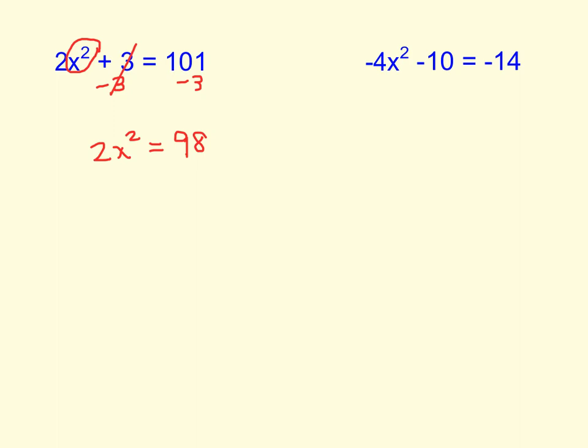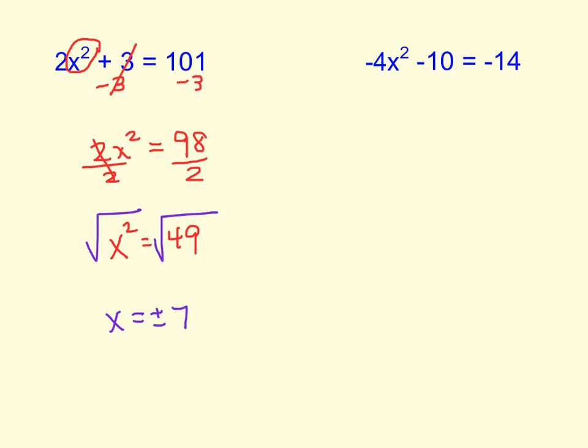Then you have to get rid of the 2, so we're going to divide by 2. So x squared is equal to 49. Now that you have the x squared by itself, you can square root both sides. The square root of x squared is x, and the square root of 49 is 7, but remember, we get two answers on these when you square root an x squared, so positive and negative 7.